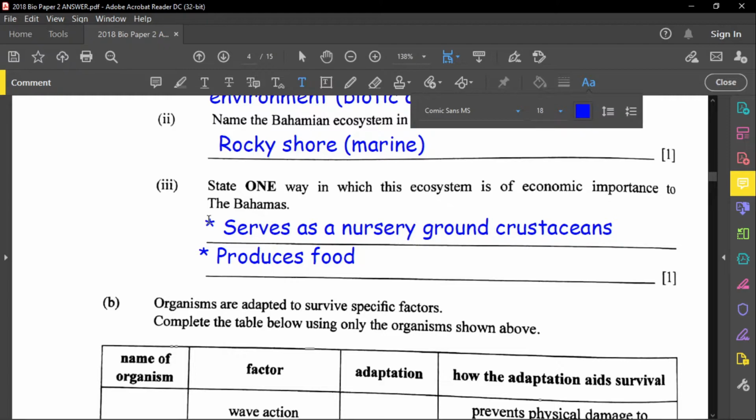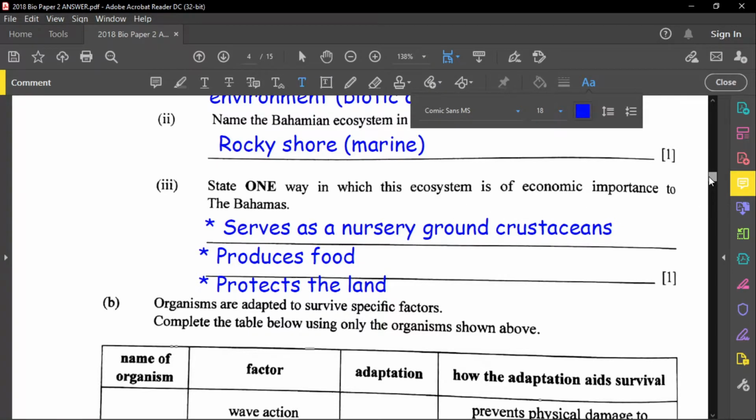On the rocks you'll find a lot of algae that are very important food sources for different marine organisms. Another possibility here is that it protects the land. And the land is a very important part of the Bahamian ecosystem. Land is very important in terms of production and so on, and for habitat. So it protects the land.